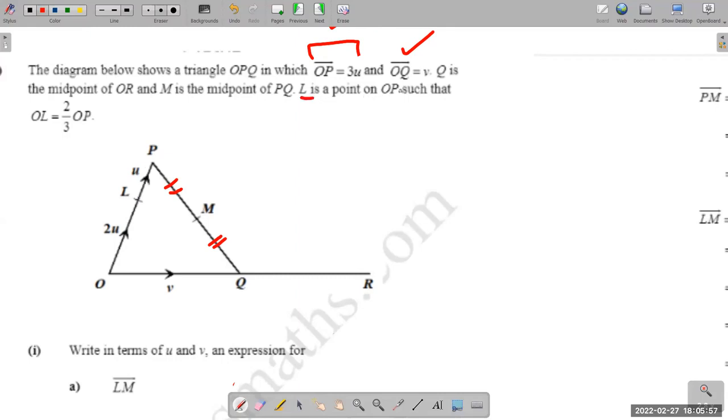L is a point on OP. Where's OP? Here is L. And here's how things get tricky. Watch what they're going to do. Such that OL, which is this distance here, is 2/3 of OP. So if this is 2/3, what would be this distance here, guys?